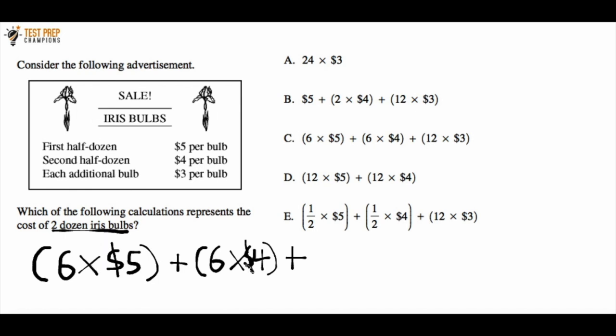So we already have a dozen bulbs here, right? We've got 6 here plus another 6 gives us 12. So that's 1 dozen. And so how many more bulbs are we buying? Well, we're buying another 12. And this time they cost $3 each per bulb. So we do 12 times 3 because we're buying 12 at a cost of $3 each. And so to figure out the total cost for the 2 dozen bulbs, this is the calculation that you'd want to put in your calculator.